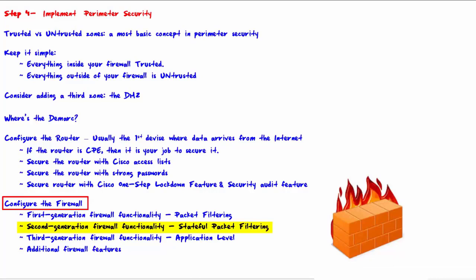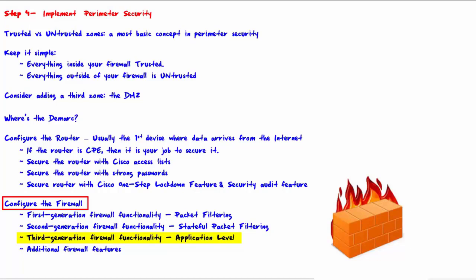Now suppose a website on the internet were to try to make a connection to a server behind your firewall. The firewall would stop this traffic as it is a new connection. Third generation firewall functionality, application level.